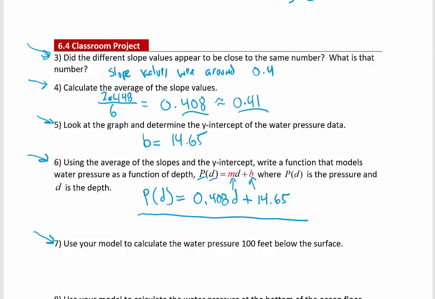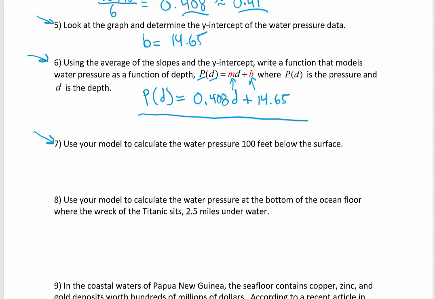And so here we go. Question 7. Use our model to determine the pressure at 100 feet below the surface. So now we're going to find the pressure at 100 feet, which is going to be 0.408 times, now that's the depth, 100 feet, plus 14.65. And so we would say then the pressure at 100 feet down is, we'll calculate this.